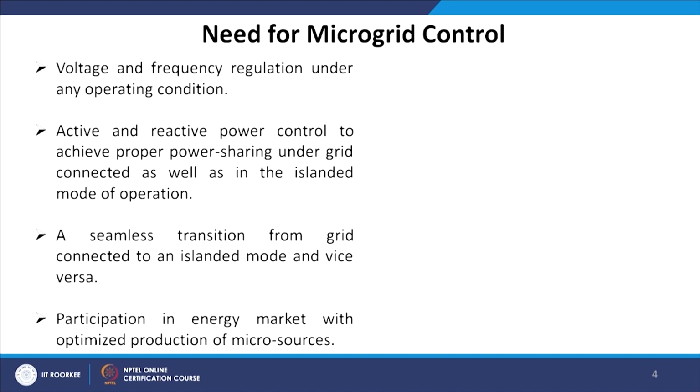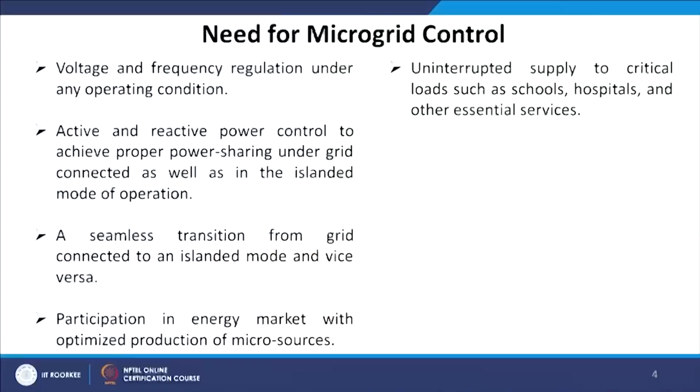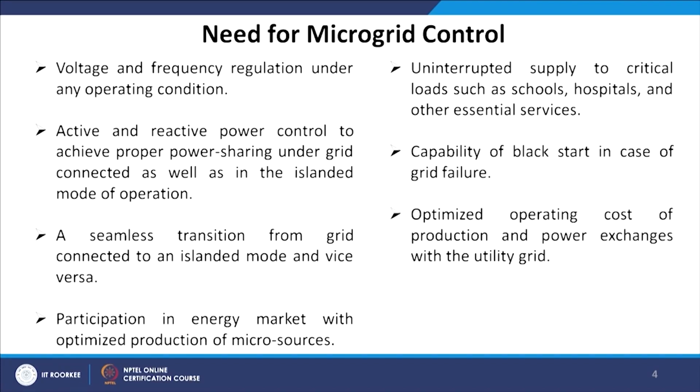Participation in energy market with optimized production of micro sources. Uninterrupted supply to critical loads such as schools, hospitals and other essential services is possible. Capability of black starts in case of grid failure. Optimized operating cost of production and power exchanges within the utility grid.